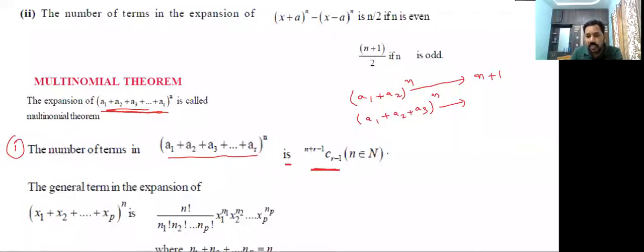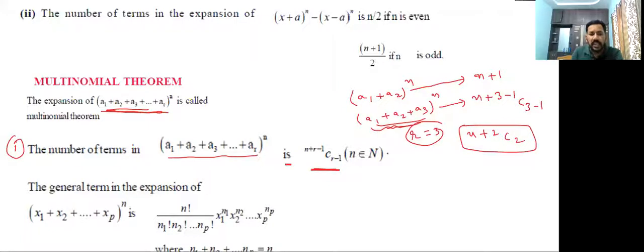See here, I am going to discuss a trinomial. How many terms are there? The power is n, and the number of terms, that means the r value, is 3. Now substitute in that formula: n plus 3 minus 1 c 3 minus 1, that means n plus 2 c 2. The number of terms in a trinomial is n plus 2 c 2. So finally, the number of terms in the multinomial theorem is n plus r minus 1 c r minus 1. Remember that formula.